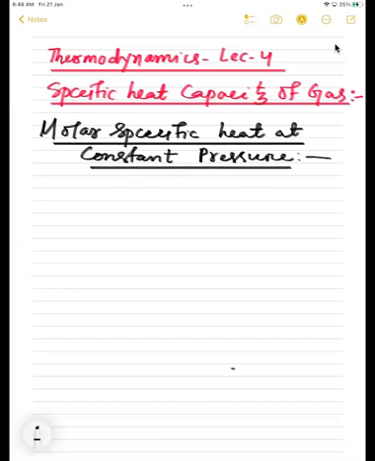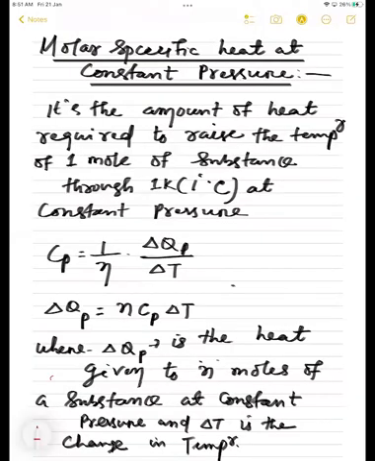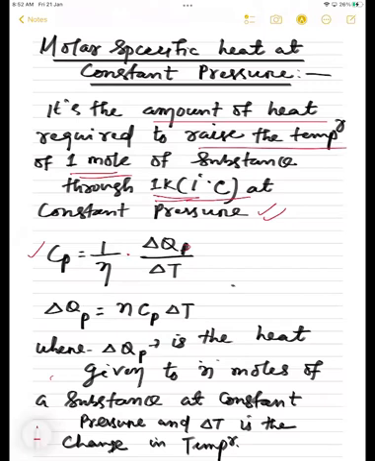Molar specific heat at constant pressure is the amount of heat required to raise the temperature of 1 mole of substance through 1 Kelvin or 1 degree centigrade at constant pressure. So Cp is equal to 1 by n, delta Qp by delta T. On cross multiplying, delta Qp is equal to n Cp delta T. Delta Qp is the heat given to n moles of substance at constant pressure, and delta T is the change in temperature. Understood?